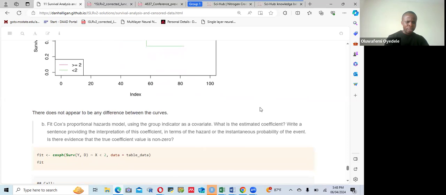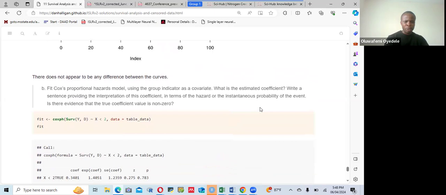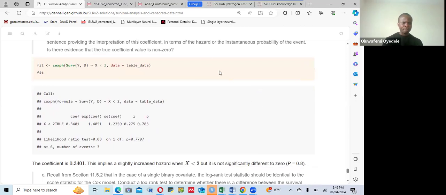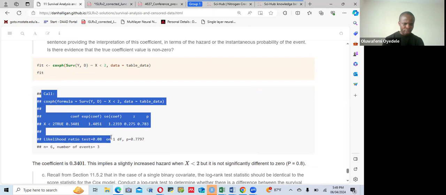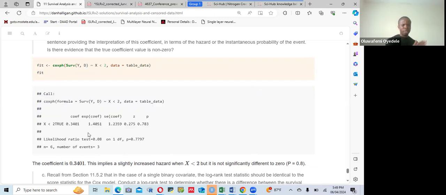So B, they say we should fit a Cox proportional hazards model using the group indicator as a covariate. What is the estimated coefficient? We should write a sentence providing the interpretation of this coefficient in terms of the hazards, or the instantaneous probability of the event. Is there evidence that the true coefficient value is non-zero? Okay, so we fit our model and we have an output from the model. Here we see that the coefficient is 0.3401, and this implies a slightly increased hazard when X is less than 2, but it is not significantly different to 0 because the p-value is 0.8.